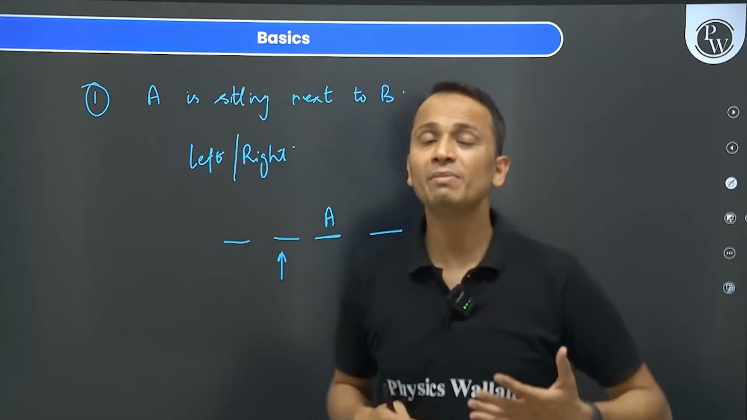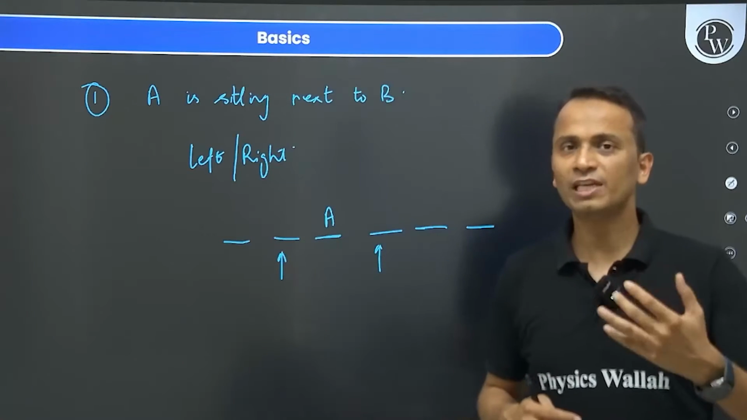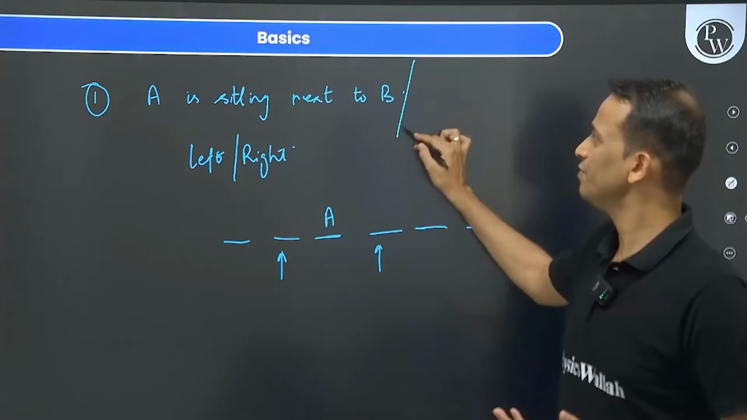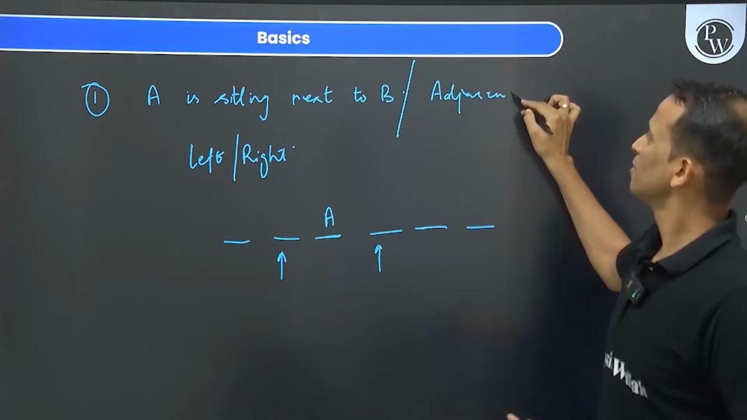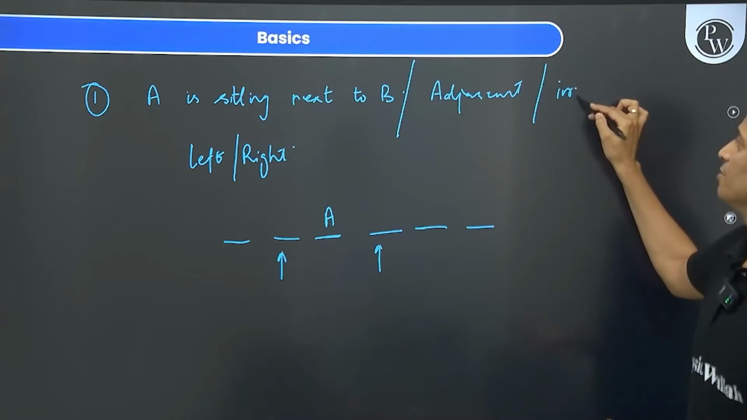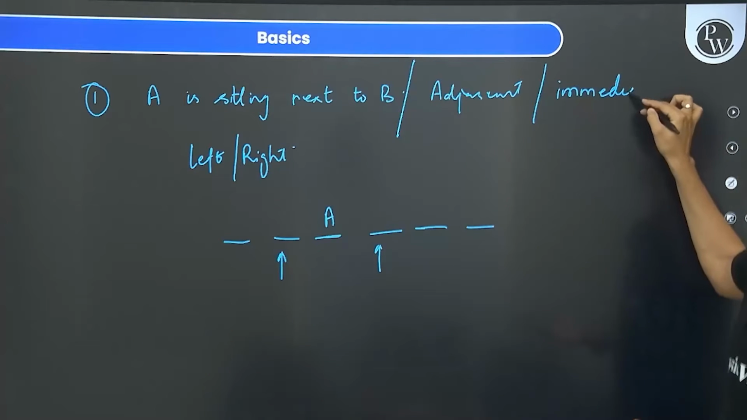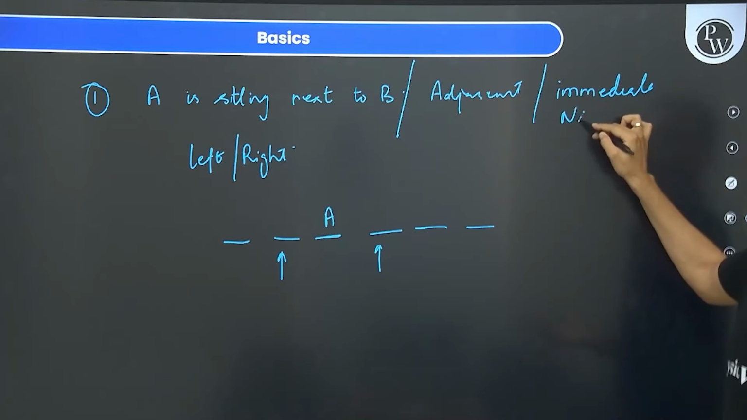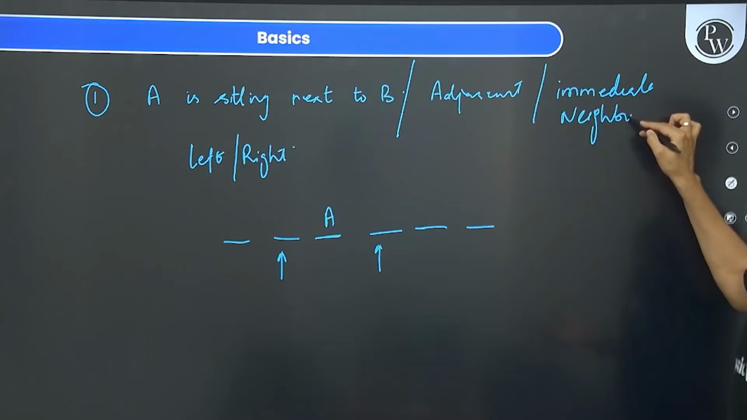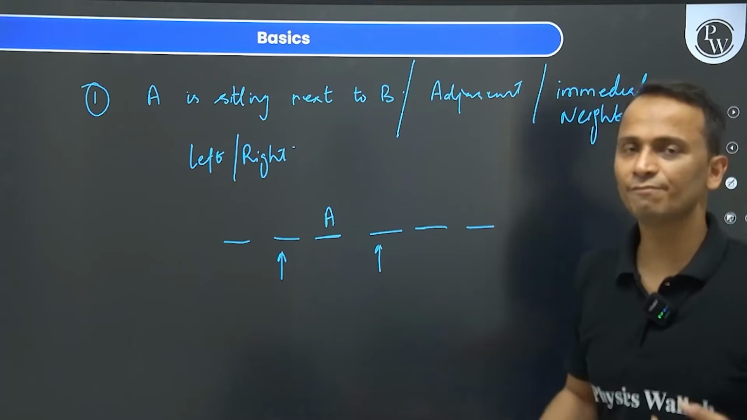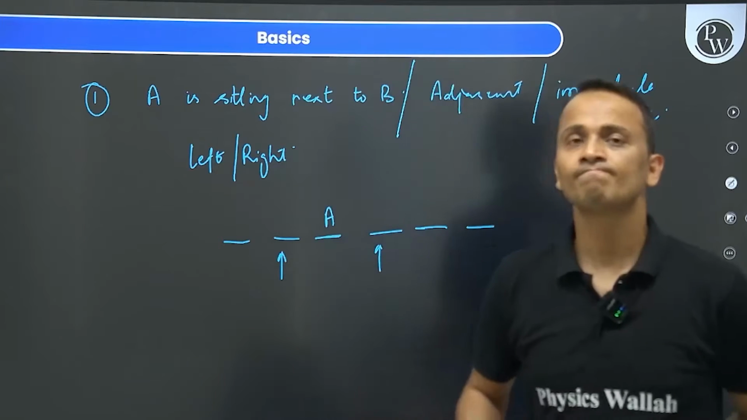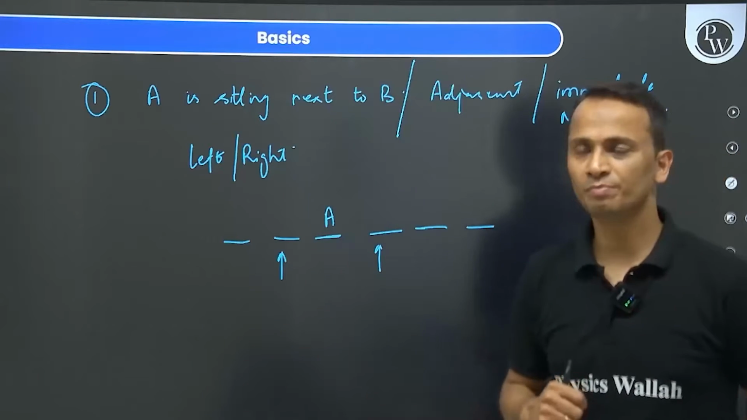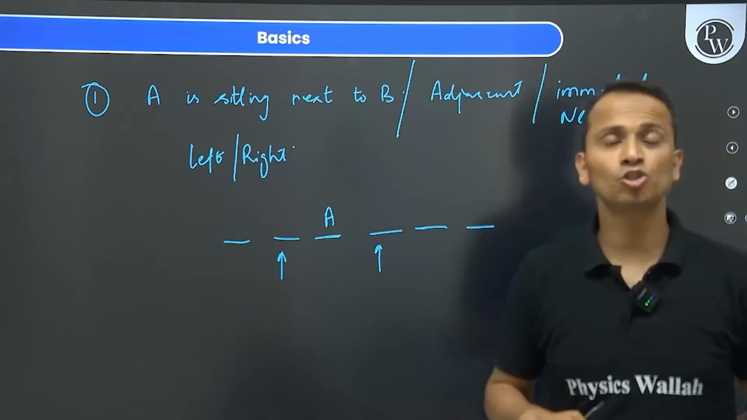ओके, सो नेक्स्ट का मतलब होता है एडजेसेंट। ओके, सो इमीडिएट नेबर, so some of the different ways in which it can be given is adjacent or immediate neighbor, right? So these are different ways in which the same thing can be given. A is sitting next to B, A is the immediate neighbor of B, A is adjacent to B, right?